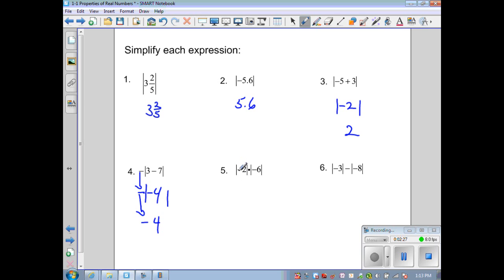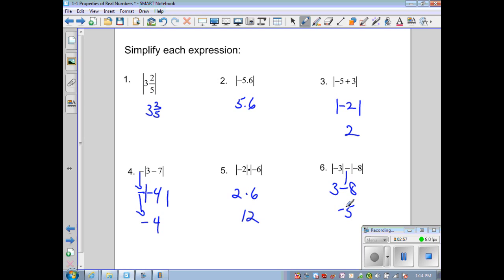Multiplying, since these are singular quantities, the absolute value of a negative 2 is 2, times the absolute value of a negative 6 is 6. 2 times 6 is 12. Notice I didn't multiply these together first because each absolute value only held one quantity. Here, the absolute value of a negative 3 is 3. Bring down the minus sign. The absolute value of a negative 8 is 8. 3 minus 8 is a negative 5.